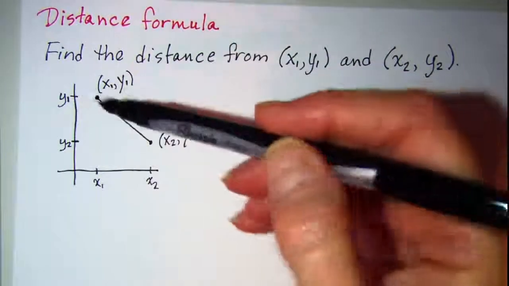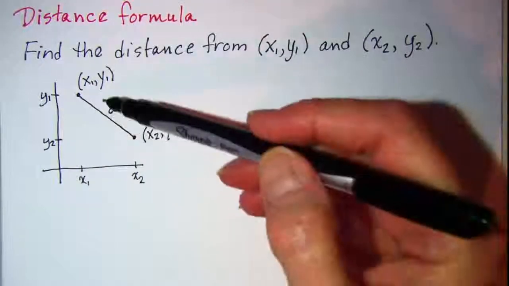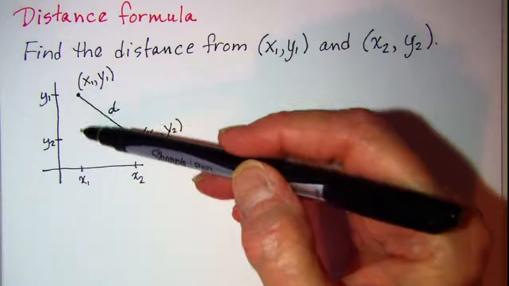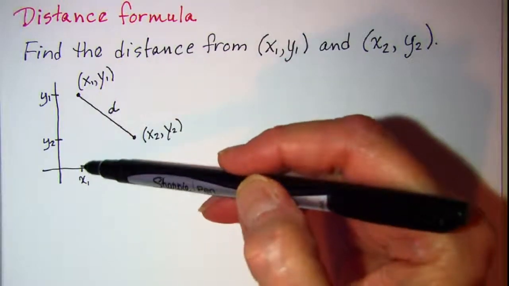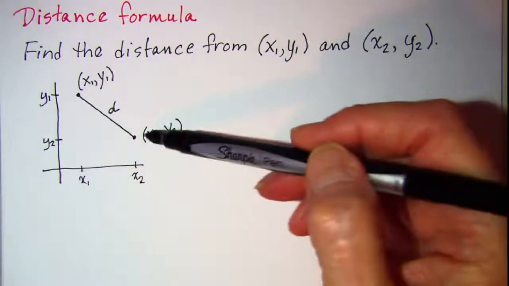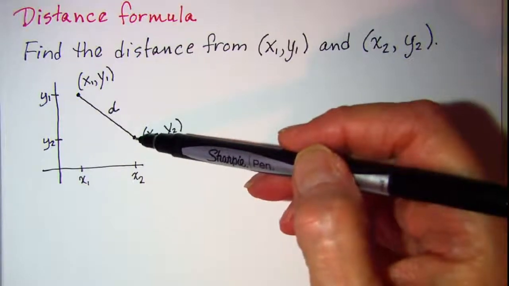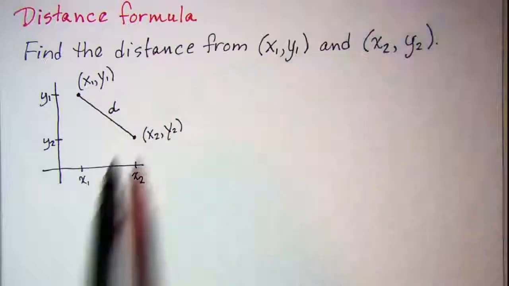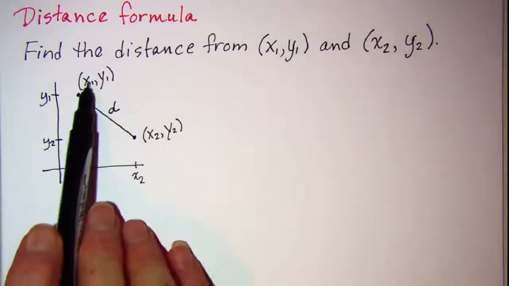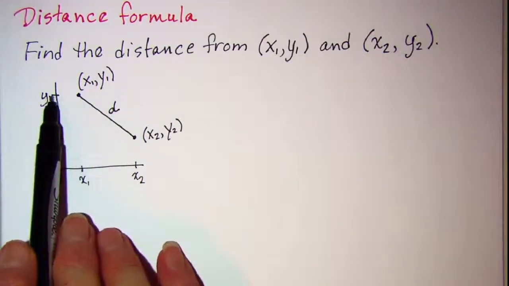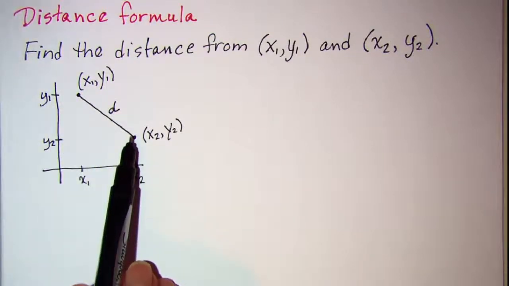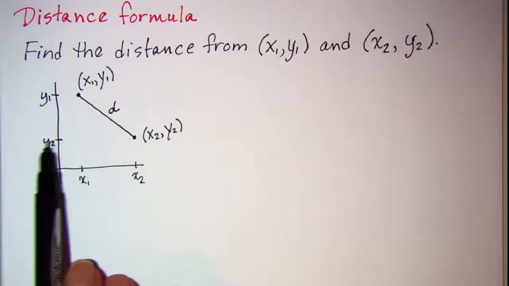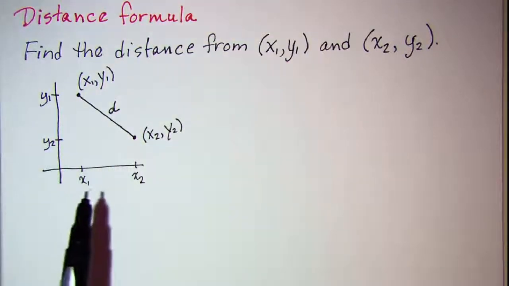Notice that I indicated my x-coordinate down here on the x-axis, x1, and my x-coordinate for this point down here on the x-axis, x sub 2. And then my y-coordinate for this point is over here on the y-axis, so that's y sub 1. And my y-coordinate for this point is over here on the y-axis, that's y sub 2.